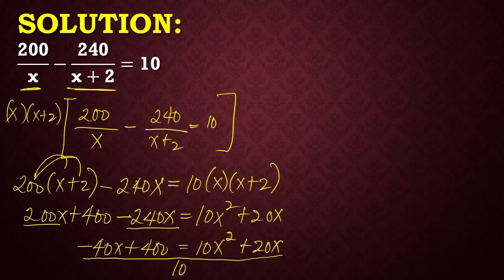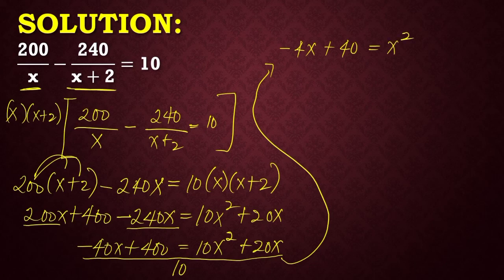Okay? So, rewrite lang natin negative 40x divided by 10, that is negative 4x. 400 divided by 10, that is 40. Equals 10x squared divided by 10, that is x squared. And then 20x over 10, that is 2x. Then pwede natin pagpalitin, x squared plus 2x equals negative 4x plus 40.